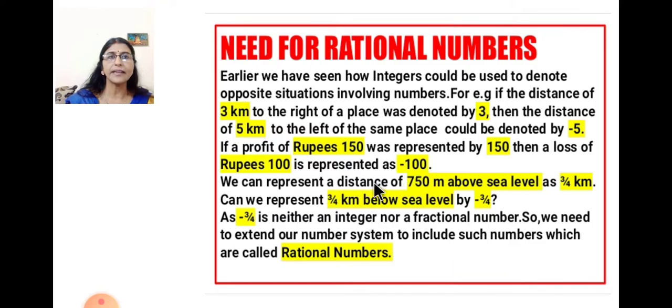We can represent a distance of 750 meter above sea level as 3/4 kilometer. Can we represent 3/4 kilometer below sea level by -3/4? As -3/4 is neither an integer nor a fractional number, it is also not a fraction because there is a negative sign. So we need to extend our number system to include such numbers, which are called rational numbers.